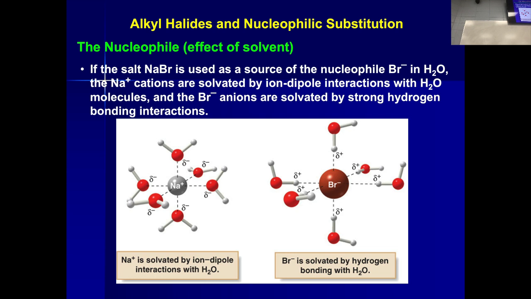So let's say I've got an alkyl chloride, and I'm going to react that with sodium bromide, and I'm going to do this in water, and I'm hoping to get this. What's the problem with that reaction, right? I want my nucleophile to attack and my halogen to leave. What's the problem? What am I not taking into account here?